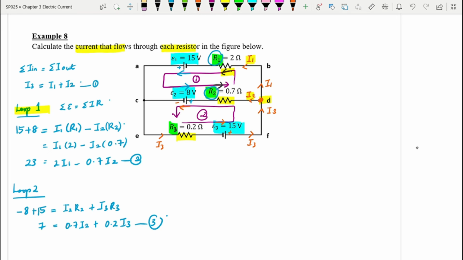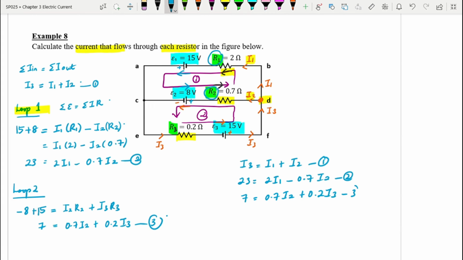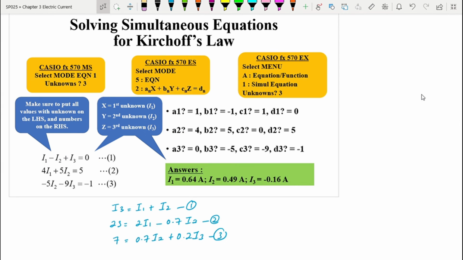Okay, so equation 1, I3, mungkin saya perlu buat warna yang sama, I1 plus I2. Kemudian equation 2, 23, 2I1 minus 0.7 I2. Equation 3, 7, 0.7 I2 plus 0.2 I3. Okay. So, apa yang kita nak buat adalah kita nak solve ketiga-tiga equation ni simultaneously. Macam mana nak solve? Okay, saya nak tunjuk satu step. Okay, so yang ni saya nak minta korang salin.